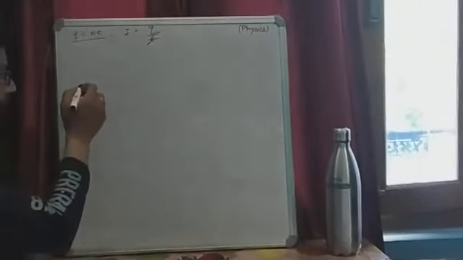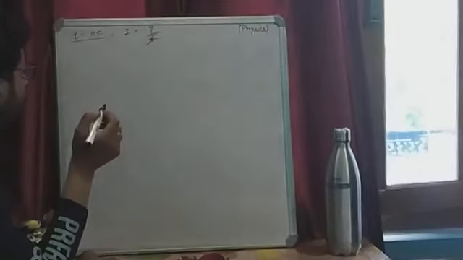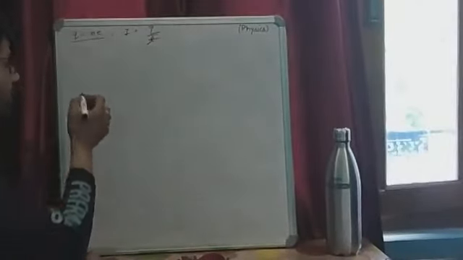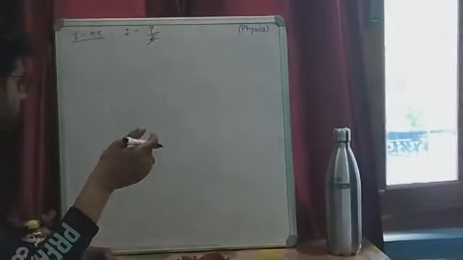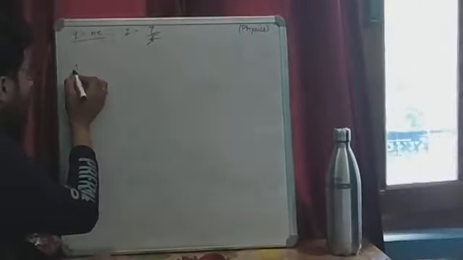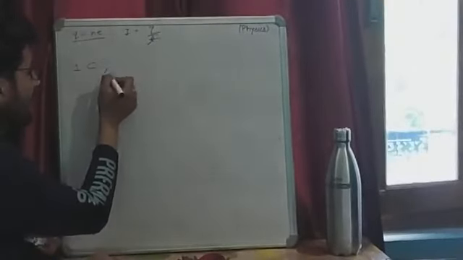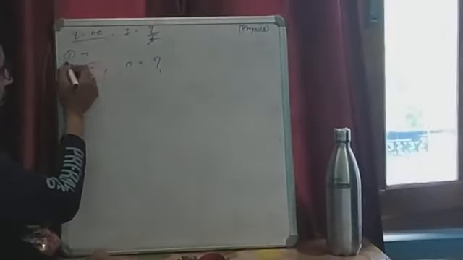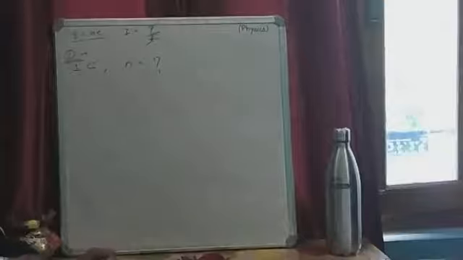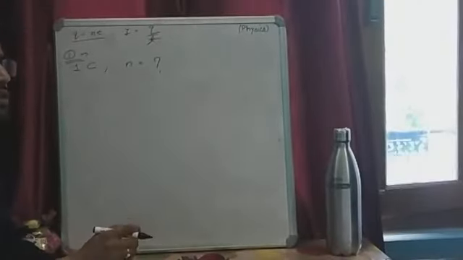Now, at first I solve one question, and this is a very important question. This question is also in your NCERT textbook: in 1 coulomb of charge, how many electrons are there? I will send these questions to you also. Can you find this one? This is the first numerical. Try to solve this question.